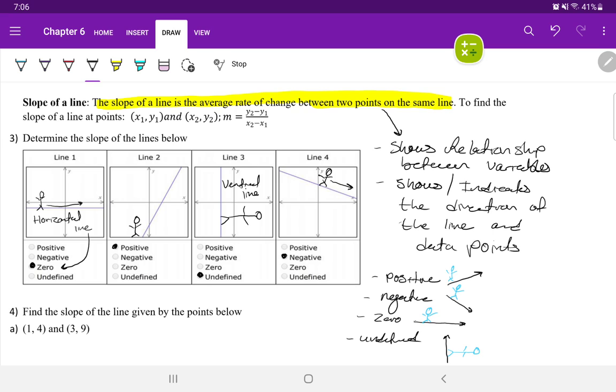All right, guys, hope that made sense on how to determine the slope of a line by looking at the pictures. I want you guys to remember this right here, because in the next video, we're going to use the slope formula to find the slope of the line between two points that are on the same line.